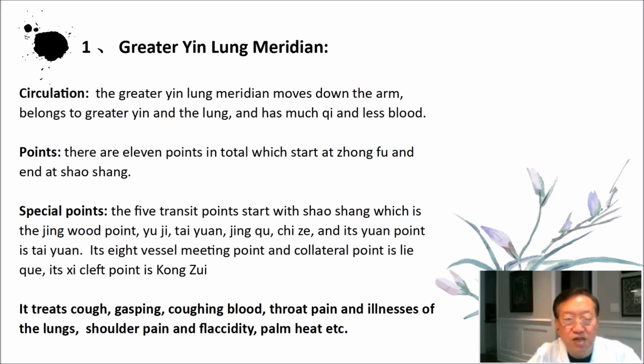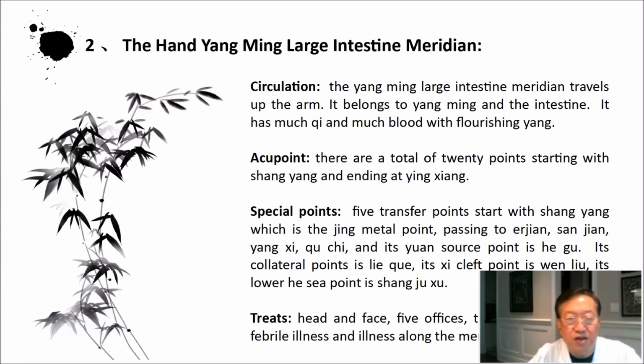Special points. The 5 transit points start with Shaoshang, which is the Jing wood point, Yuji, Taiyuan, Jingqu, Chize, and its yuan source point is Taiyuan. The 8 vessel meeting point and collateral point is Lieque. Its Xi cleft point is Kongzui. It treats cough, gasping, coughing blood, throat pain, and illness of the lungs, shoulder pain, and flaccidity, palm heat, and so on.